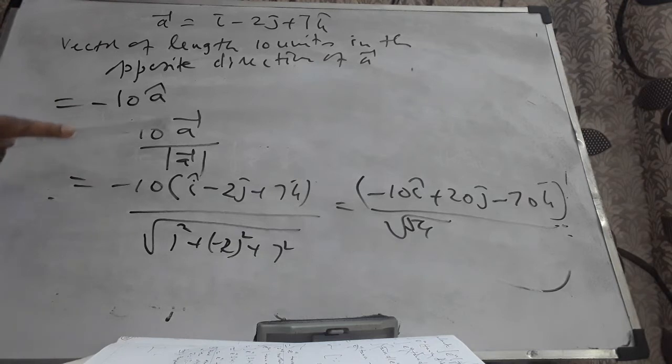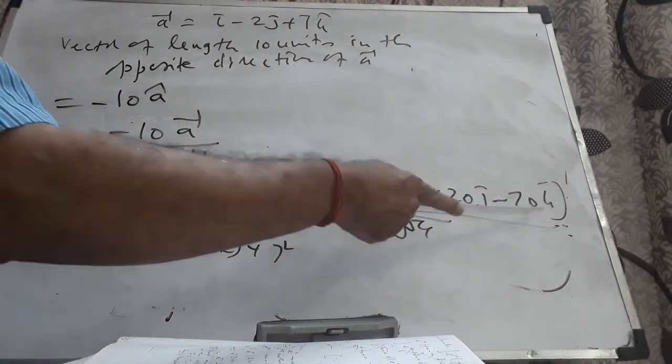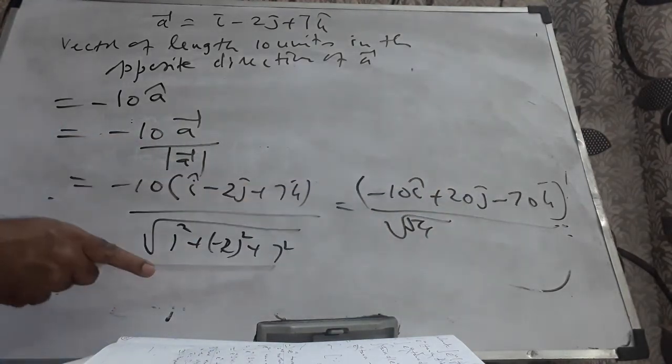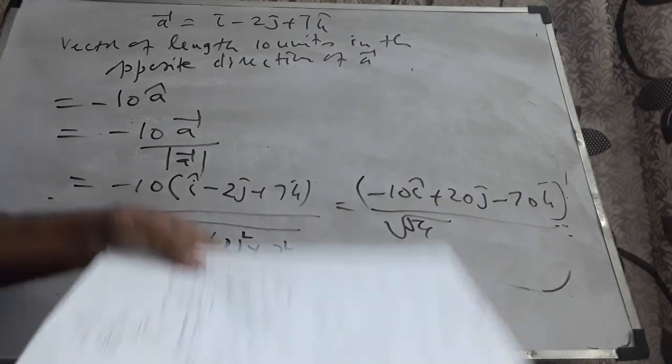by modulus A gives you the unit vector along the same direction. Into 10 gives you the vector of length 10 units in the same direction. The minus sign gives you the vector in the opposite direction. Therefore, I'll get it to be minus 10i plus 20j minus 70k divided by root of 49 plus 1, 50, 50 plus 4, 54, root 54. That is the answer.